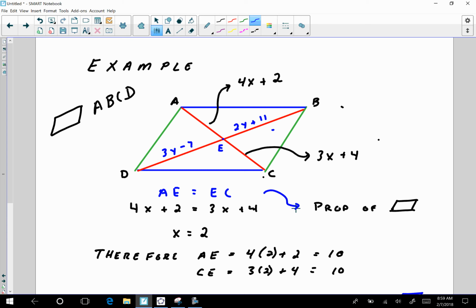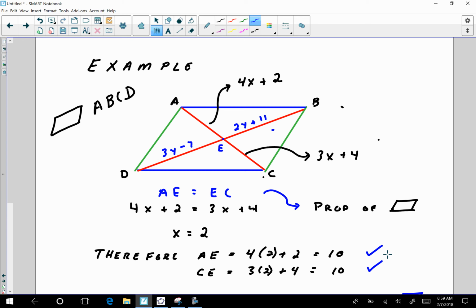So now I set 4x plus 2 equal to 3x plus 4 and solve that very simple algebraic equation. Subtract 2, subtract 3x, and x is equal to 2. Therefore, I use x equal to 2 to find the length of AE, which is 4 times 2 plus 2, which is 10. And the length of CE is 3 times 2 plus 4, and they should indeed equal each other.